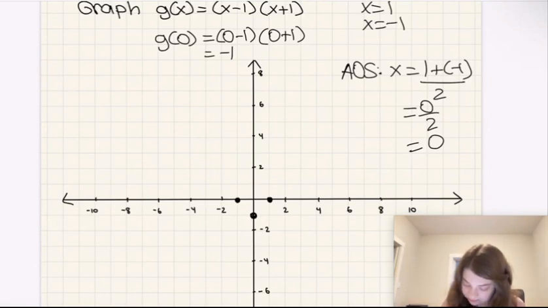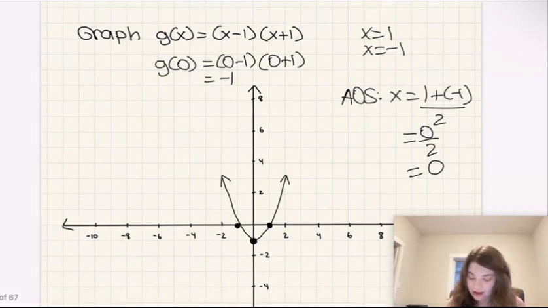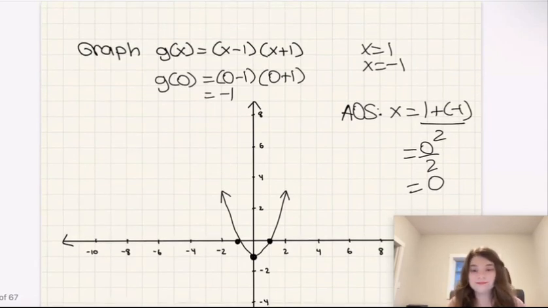So that's right there. And then I'm just going to draw my parabola through those points.